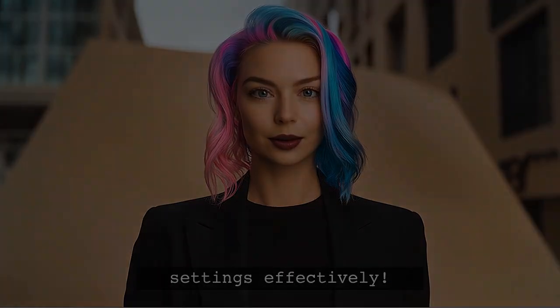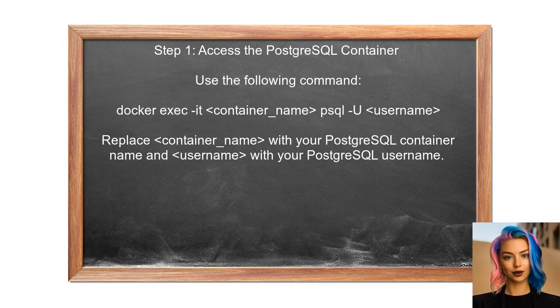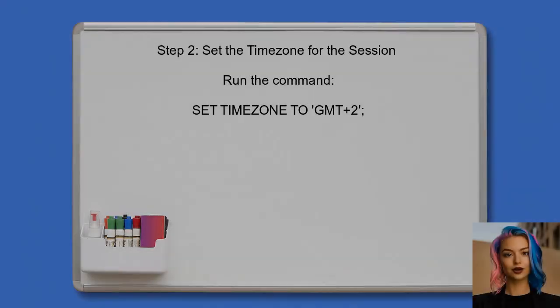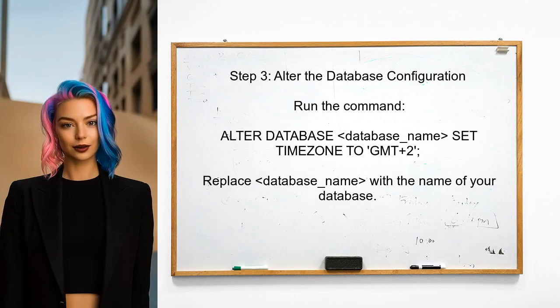To change the time zone in PostgreSQL running on Docker, the user should first access the PostgreSQL container. This can be done using the Docker command line. Once inside the PostgreSQL command line interface, the user should set the time zone for the session. This can be done with a simple command. To make this change permanent for the database, the user needs to alter the database configuration. This is done with a specific command.